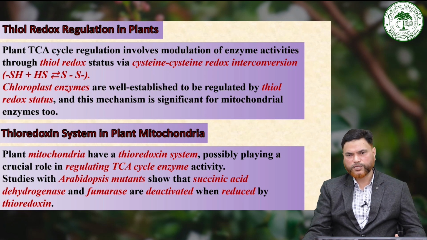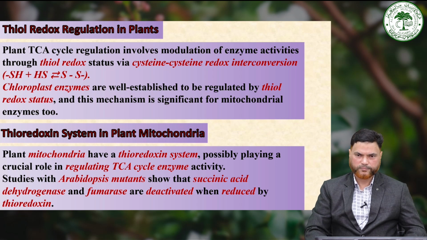Now, what are the implications of this regulation? Deactivation of succinic acid dehydrogenase and fumarase suggests that the thioredoxin system might modulate the TCA cycle by influencing the activity of these enzymes. This regulation could impact the flow of metabolites through the TCA cycle, affecting energy production, and various metabolic pathways are connected to it. So it could be summarized that the TCA cycle is also regulated in a very coordinated manner.